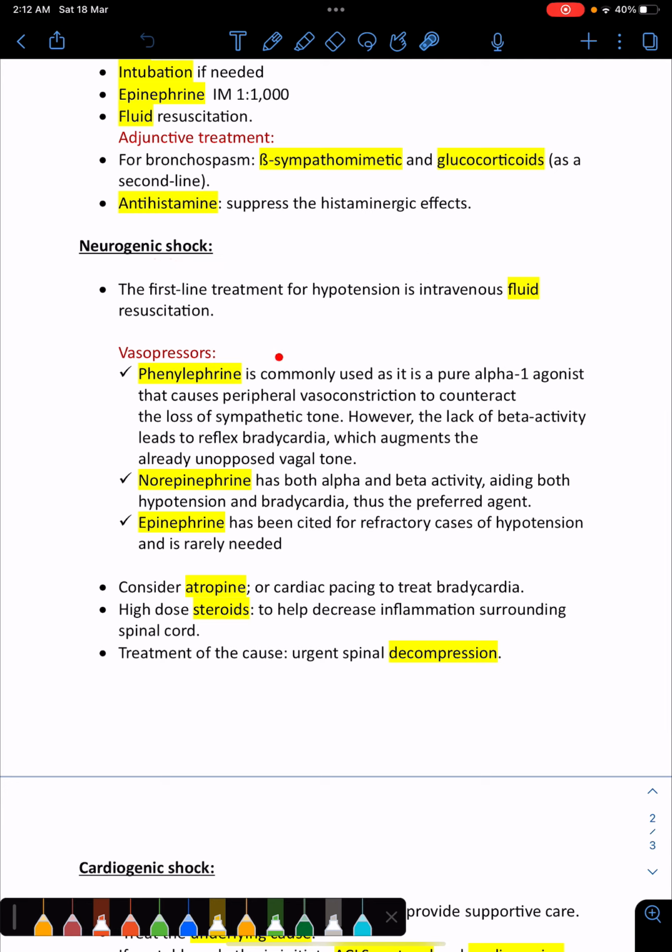What do we mean by neurogenic shock? It could be from a trauma, from any sort of injury to the spinal cord.